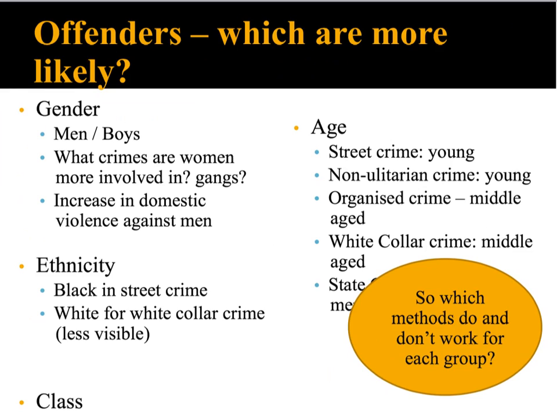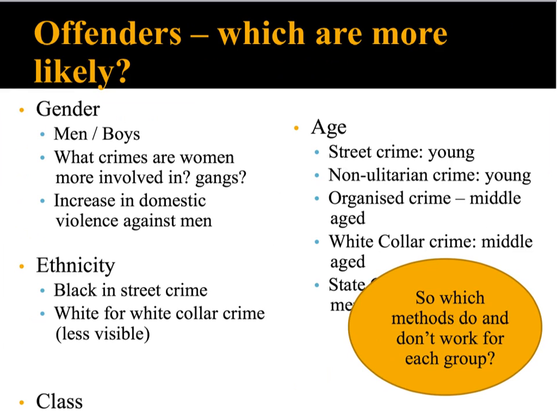When it comes to age, when it comes to violent crime, street crime, it's very much young people who are much more likely to be both the perpetrators and the victims of violent crime. However, when you look at much more organised crime and white-collar crime, the age starts to go up to middle-aged or older, depending on the nature of the exact crime. And sorry, this is covered up by the circle, but state crimes are generally committed by white, middle-class men. Okay.